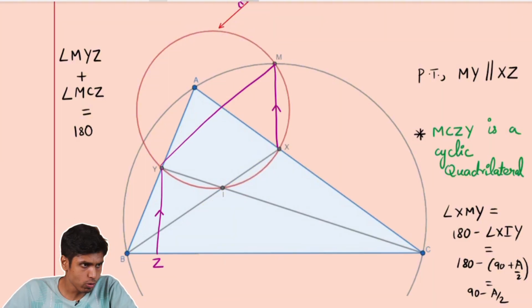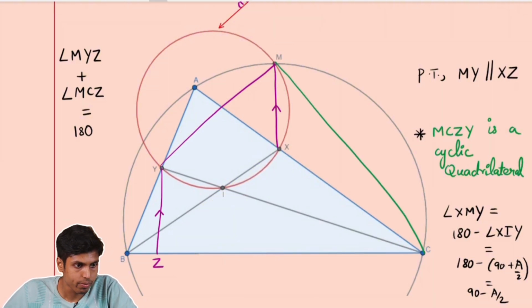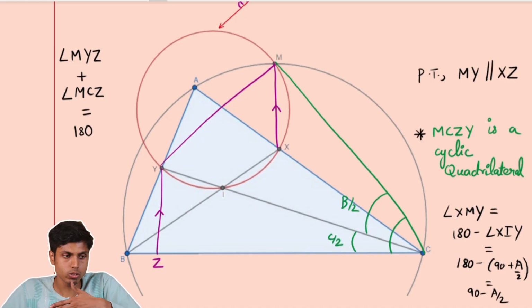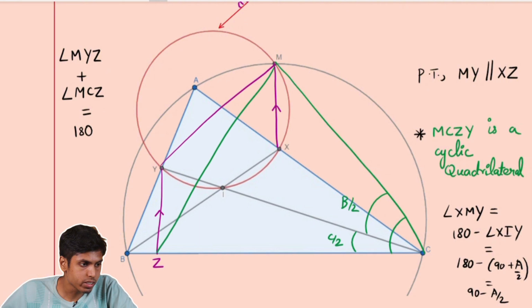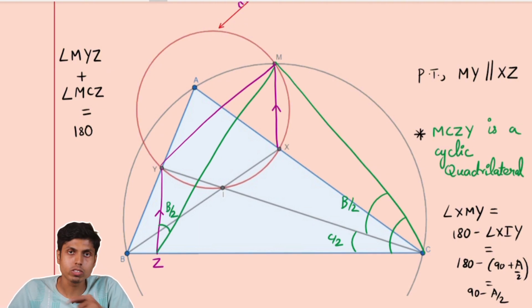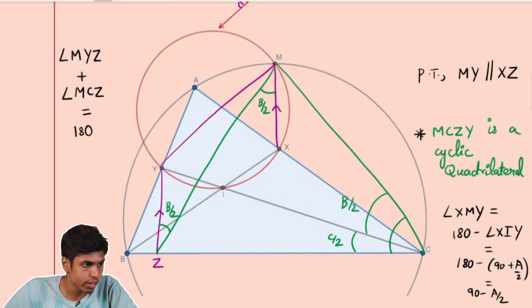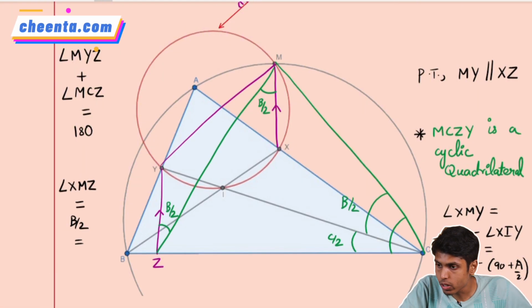So now let's chase the angle MCY. I know this entirely is 90 minus A/2, MCB, but 90 minus A/2 is B/2 plus C/2. And therefore, the angle is B/2 because YCB is C/2, because CI is the angle bisector. So MCY being B/2 implies MZY to be B/2 due to the concyclicity. Now MZY is B/2 and MX is parallel to ZY, therefore XMZ is B/2.